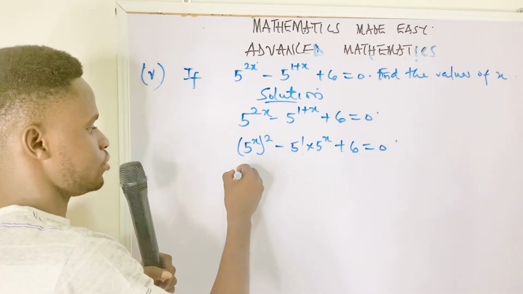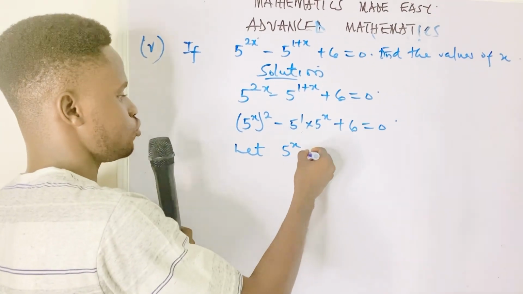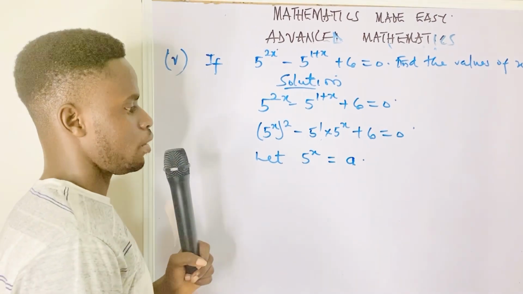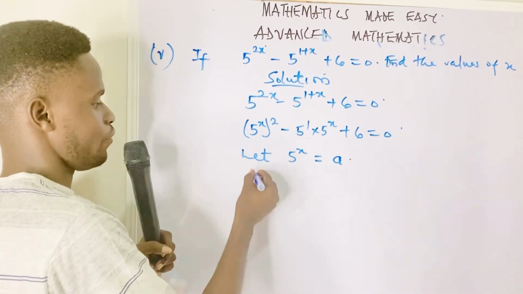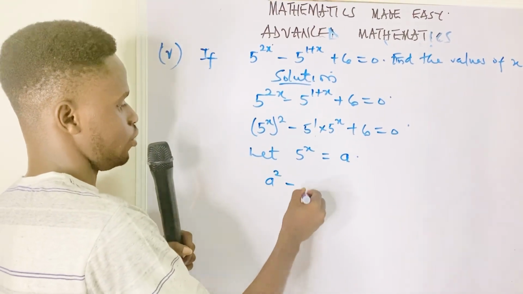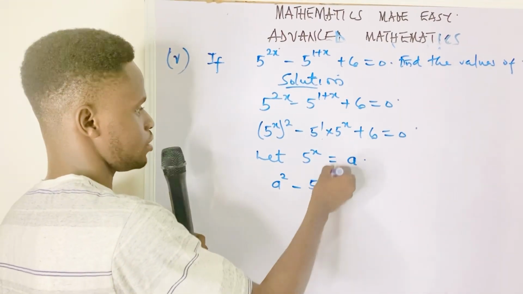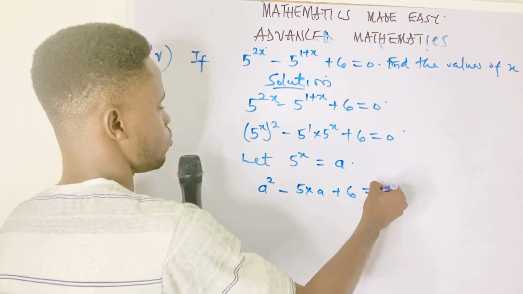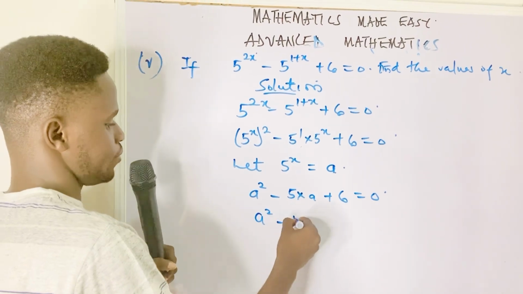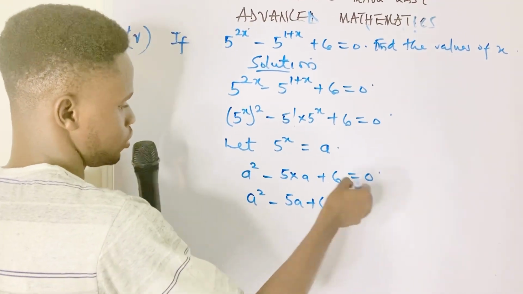So the best way is you let 5 to the power x be a letter, let's say letter a. So whenever you see 5 to the power x, change it to a. Don't forget this squared, that will be a squared, minus 5 to the power 1 is 5 times a, then plus 6 equals 0. So we now have a squared minus 5a plus 6 equals 0.